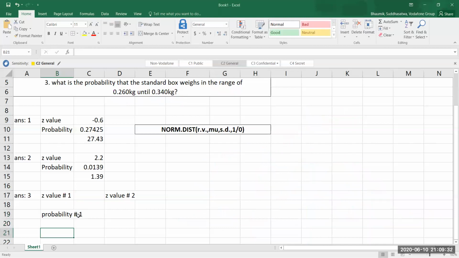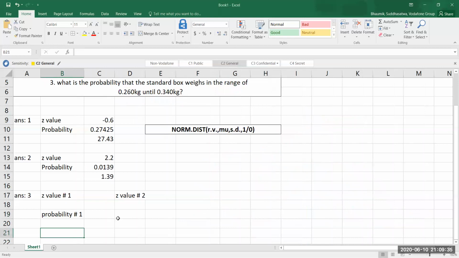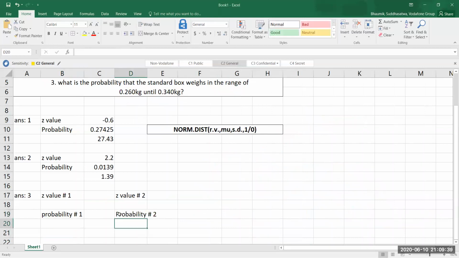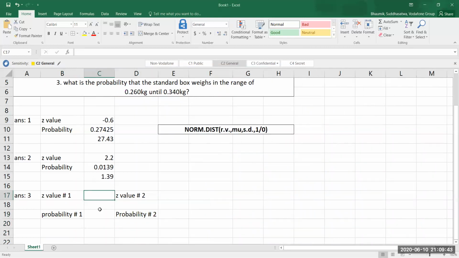So this is probability. I'm not going to write this probability. Probability 1. Let me just increase this value, and then I'll say probability #2. So #2 represents the two values. What is the z value of the first case? For the first case, you can take any one. It is not really a problem whether you are defining x1 or x2. You just have to subtract one from the other. Let me take z1 as this. This corresponds to 0.340 kg. And z2 is going to correspond to, let's say, 0.260 kg. If I'm going to do that, then the final answer is going to be this minus this. So probability 1 minus probability 2.